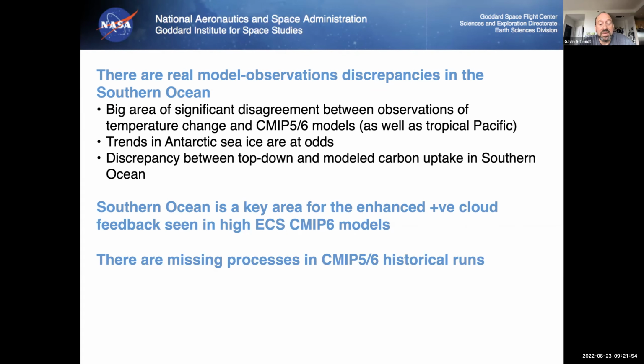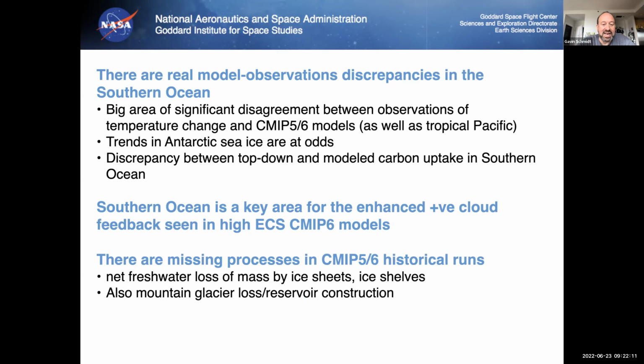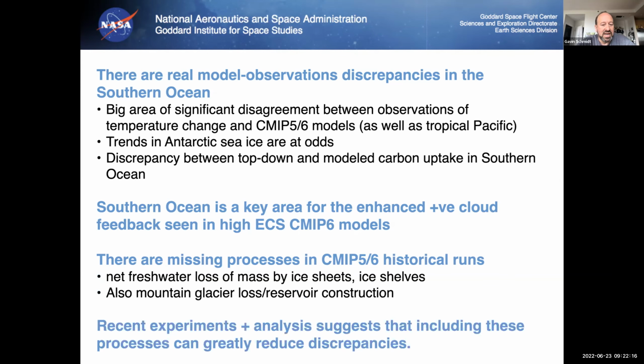And we know that there are missing processes in the CMIP5 runs and the CMIP6 runs. Notably, none of the models have net freshwater loss or anomalous freshwater loss from ice sheets and ice shelves. They don't include mountain glacier loss or reservoir construction that affect the terrestrial water budget. And recent experiments and analysis, which is what I'm going to show you today, suggest that including these processes can greatly reduce these discrepancies, and that is going to have some consequences.